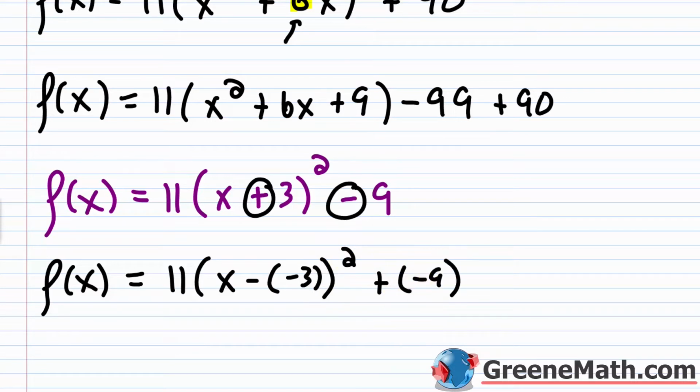So your vertex occurs where? Negative 3, comma negative 9. So the vertex is going to be at negative 3, comma negative 9.